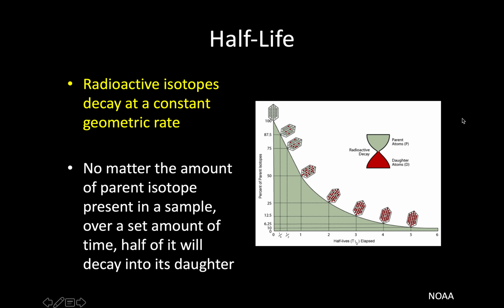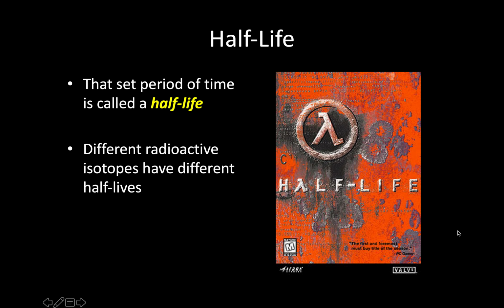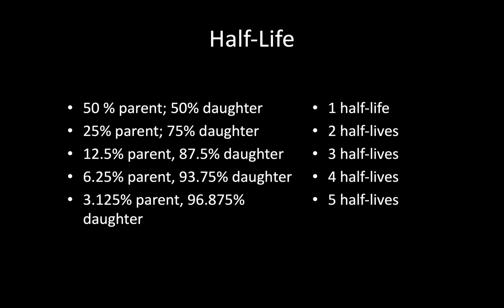No matter the amount of parent isotope or the type of element present, half will decay into daughter over a certain period of time. So here we have 100, and then we go to 50, all the way down to 25, 12.5, 6.25, 3.75, and so on. Different radioactive isotopes have different half-lives. Here's a breakdown.